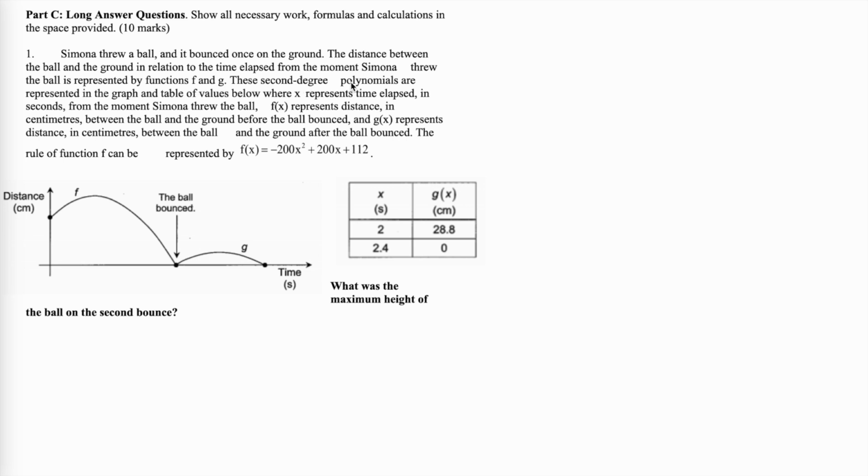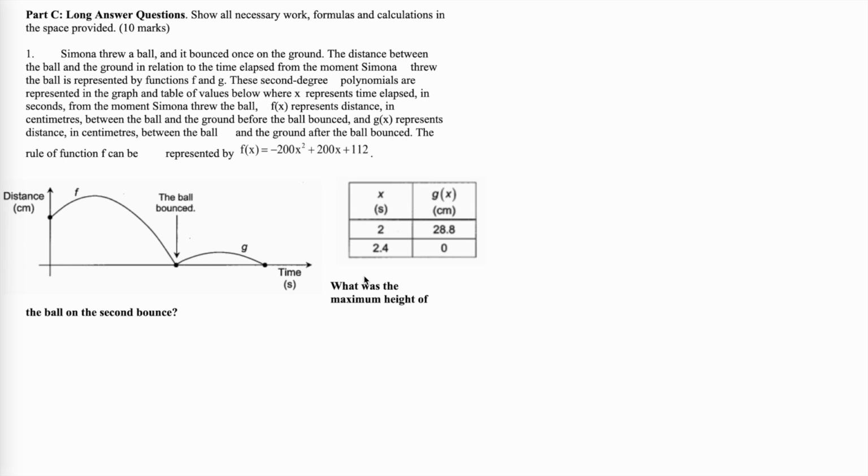These second-degree polynomials are represented in the graph and table of values below, where x represents time elapsed in seconds from the moment Simona threw the ball. f of x represents distance in centimeters between the ball and the ground before the ball bounced, and g of x represents distance in centimeters between the ball and the ground after the ball bounced. The rule of the function f can be represented by f of x equals negative 200x squared plus 200x plus 112. So far, very clear.